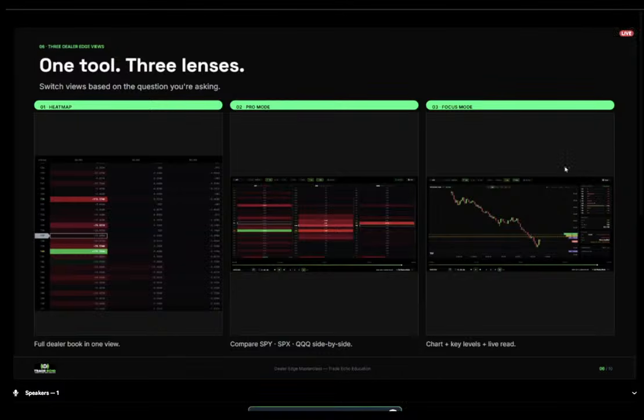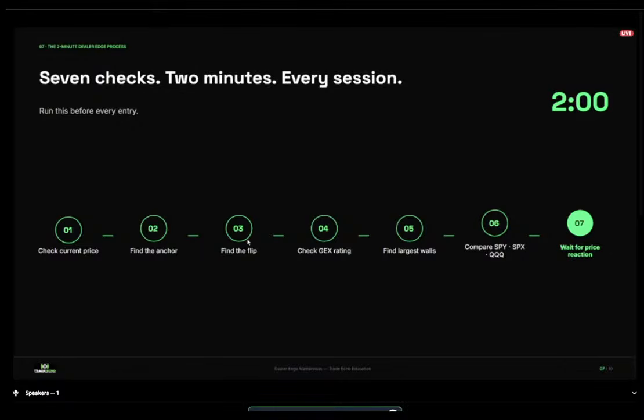And the mistake that most traders make is they just look at one thing. They will open heat map and they just look at that and be like, oh, well, I think price is going here, so I'm going to buy. We want the full picture. Heat map for context, pro mode for confirmation, and then chart view for execution. So remember, it's all a process with everything.